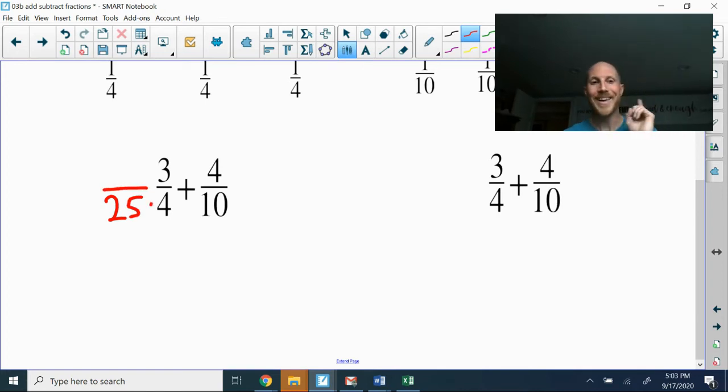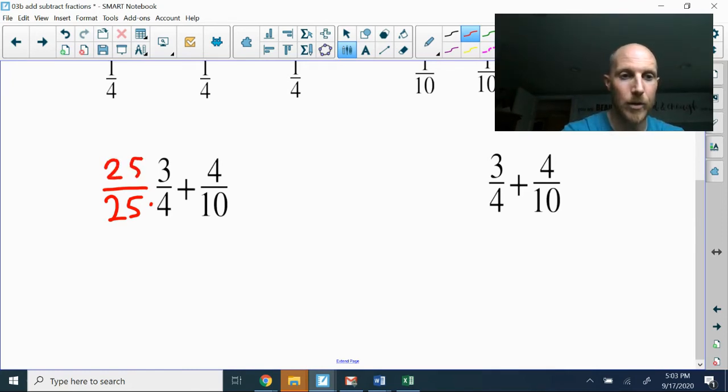Okay, but I can't just multiply the denominator by 25, I also have to multiply the numerator by that same amount. So I'm going to multiply by 25 up here also. So here's where the tricky one is. That is the tricky one right there.